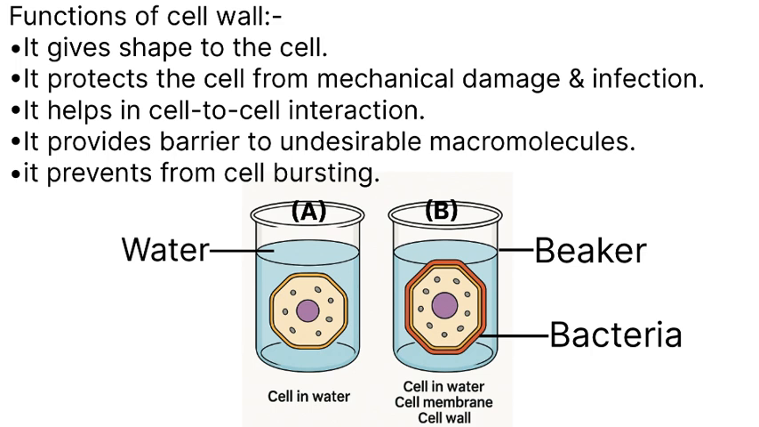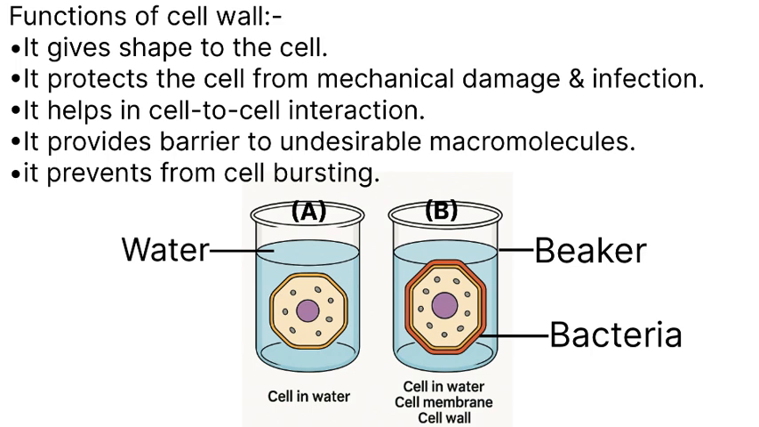The cell wall helps in cell to cell interaction by structures like plasmodesmata, which we just saw, and it provides a barrier to undesirable macromolecules. You already know that it is a permeable layer. It means it allows all the solutes and solvents to pass through it, but not the big macromolecules, right? And at the end, the cell wall prevents the cell from bursting.